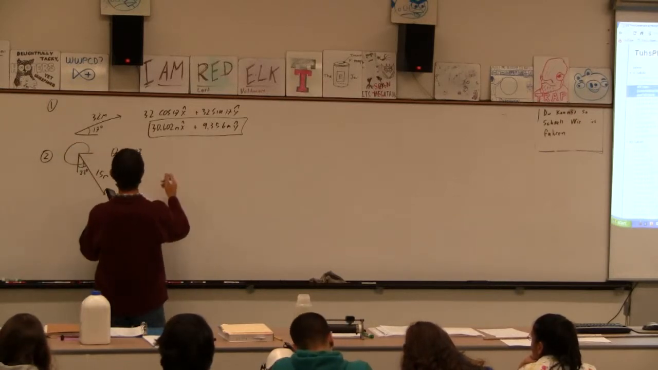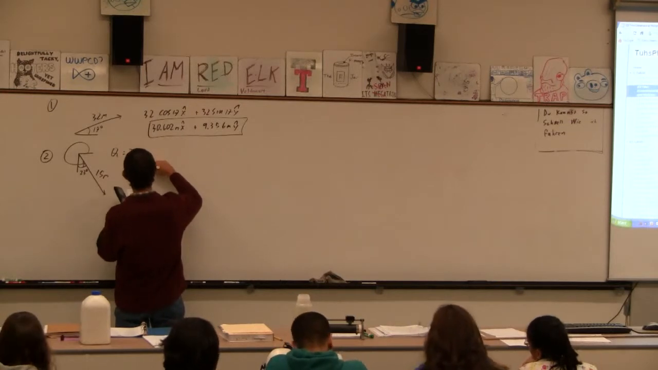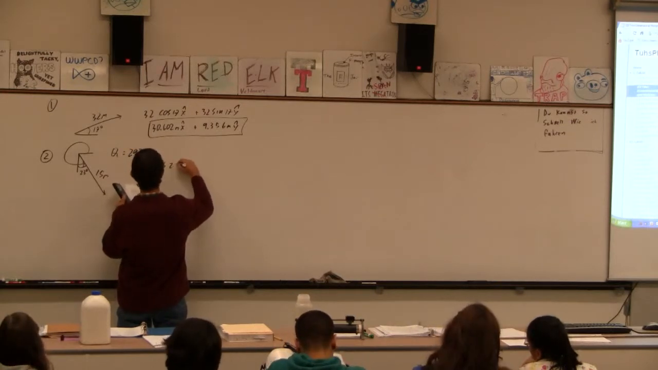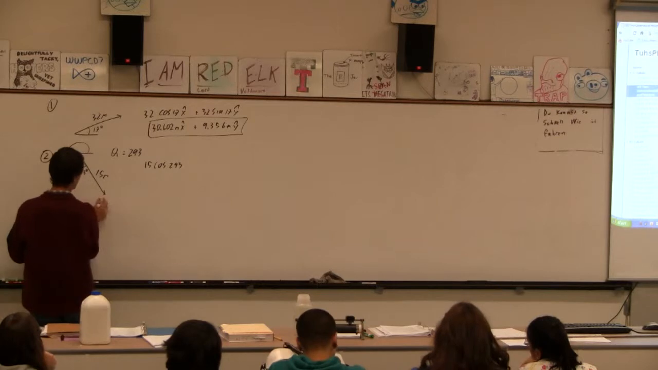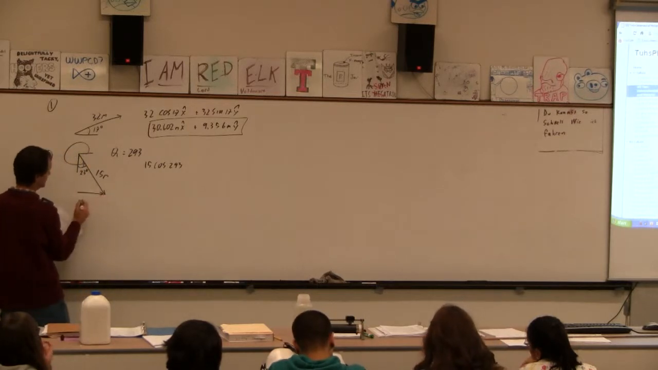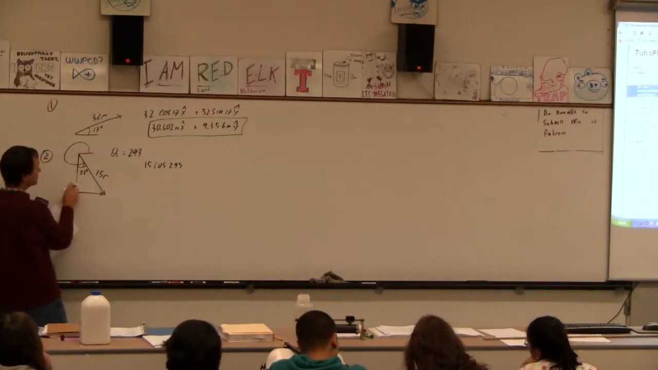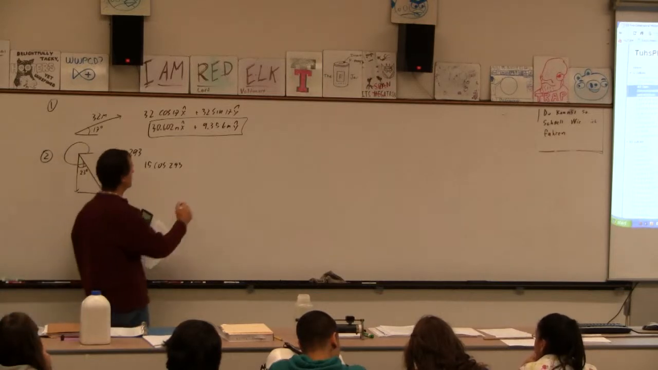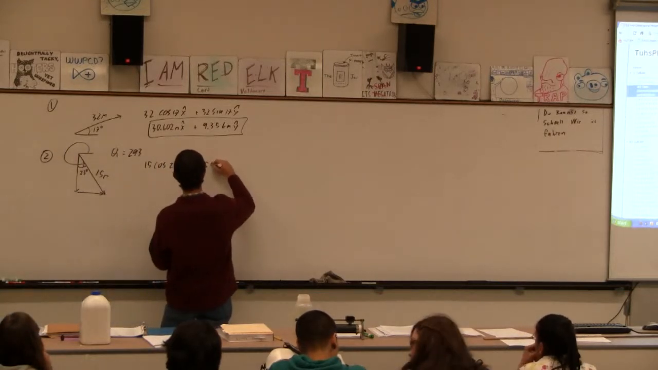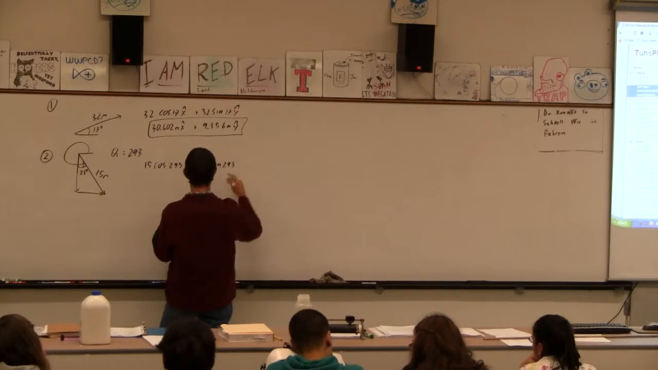This guy is 15 cos 293. That should be a positive x component, right? That guy should be to the right. And we should have a larger negative y component, right? Okay, so plus 15 sine 293.